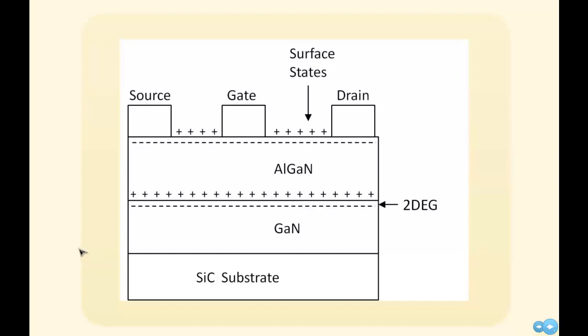At this stage, we must point out that a positive sheet charge must exist at the surface of the AlGaN layer in order for a 2-DEG to be present.